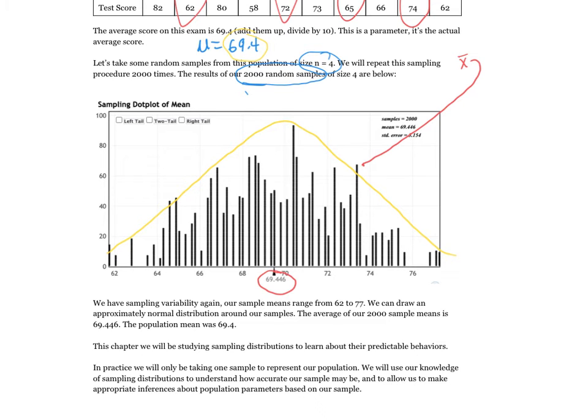So again, this demonstrates that if I average out these 2,000 samples, I actually get very close to the population mean. Okay, we have sampling variability again, because you can see, down on this end, I was somewhere around 62 for an average score of my 4 people. And on this end, we got somewhere around 77. So we had sample means that range from 62 to 77. That's sampling variability. Okay, you can draw an approximately normal distribution around our samples. The average of our 2,000 sample means is 69.446. The population mean was 69.4.